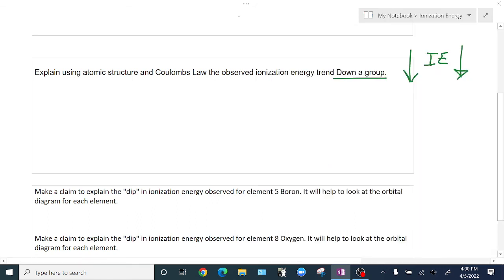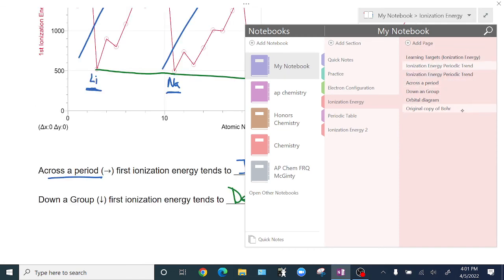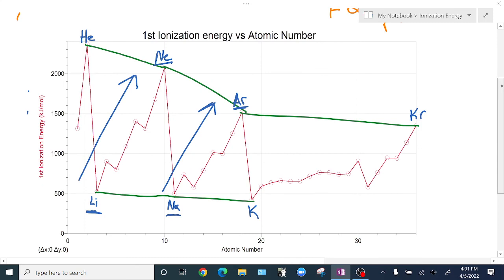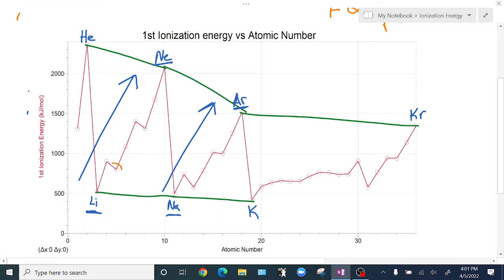I'm going to go ahead and then give you an assignment for you to research or come up with on your own, and here are the two questions. The first one is, make a claim to explain the dip in ionization energy observed for element 5, boron. It will help you to look at the orbital diagram for each element. Let's go back to the graph, and I'll do this in a different color. Let's use orange this time. We see here, right at boron, that you have a dip in ionization energy, which is counter to the trend that we observed. We also see that dip here when we go from nitrogen to oxygen.